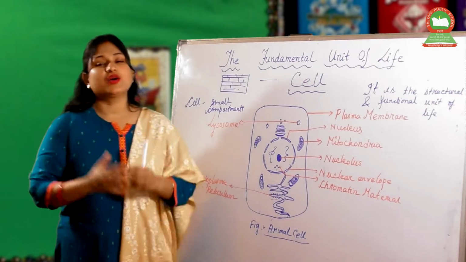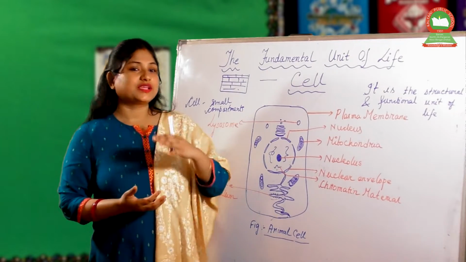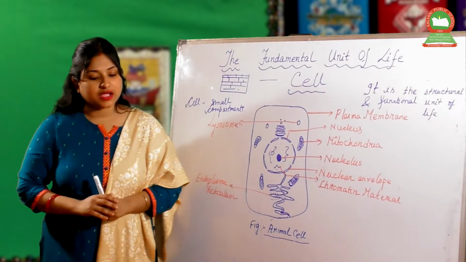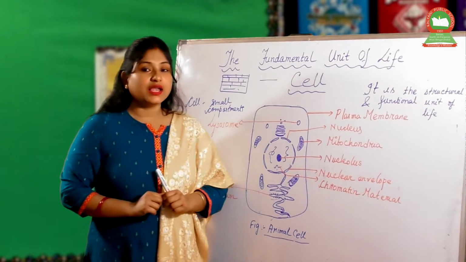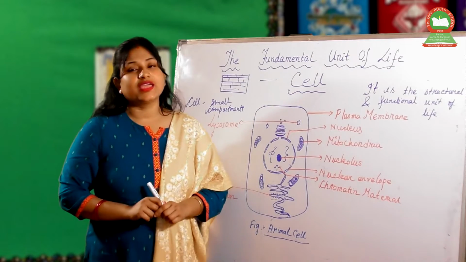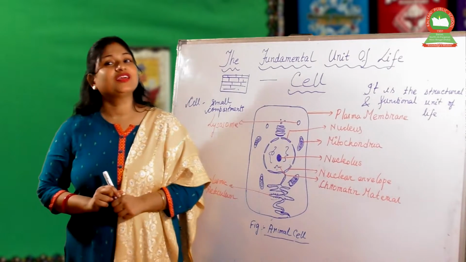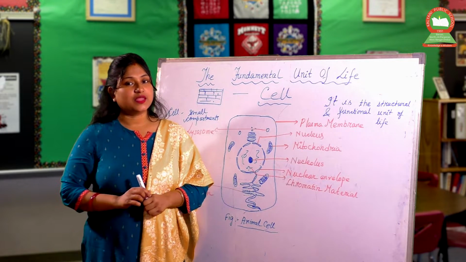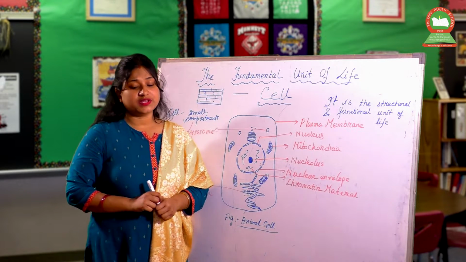So, when we make a house, we stack brick one against the other to make a wall. So, 4 walls jointly make a room. Similarly, cells also look like small rooms or small compartments. So, from here he gave the term cell, means small compartments.